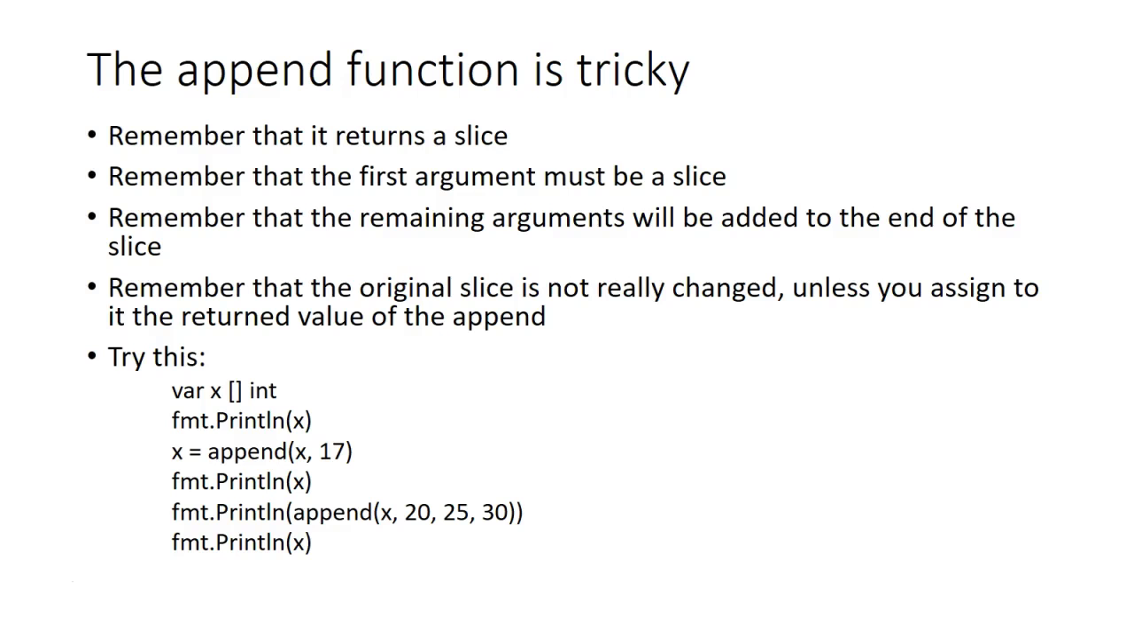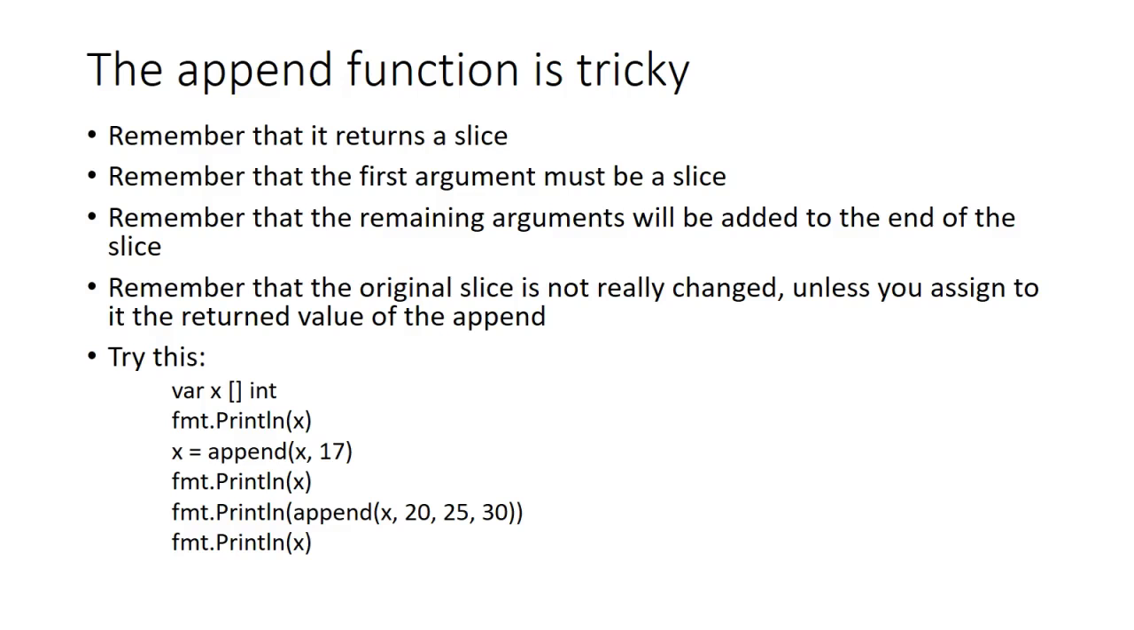17, 20, 25, and 30 is correct. That's what we've printed inside brackets. And now the trick question. We're printing x. What gets printed as a result of the bottom line? 17. 17 is right, because x did not get changed.